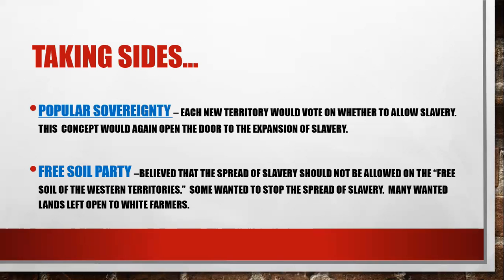This was a political party that believed the spread of slavery would not be allowed on the free soil of the Western territories. So basically, stop the spread of slavery just in general. They wanted all the land that was not already declared for slavery to stay as free territories and free states when they eventually become states, and just limit slavery to where it already existed.